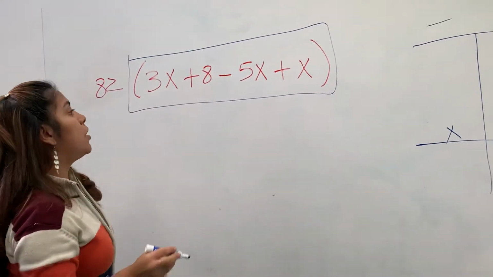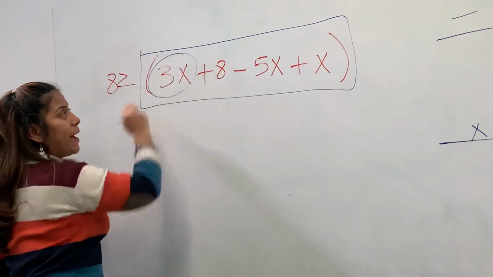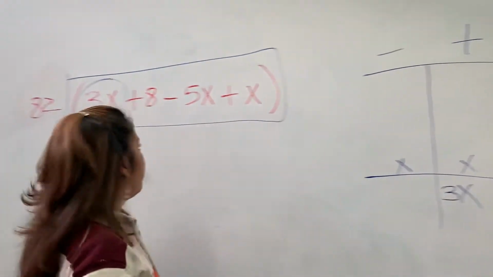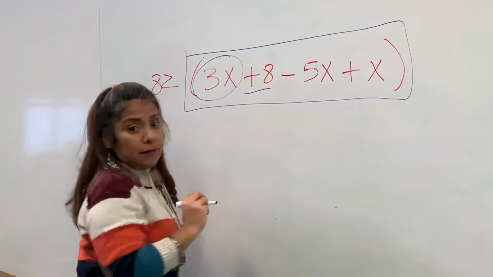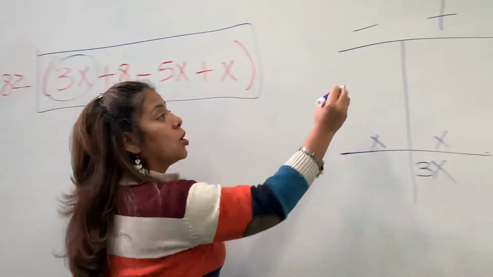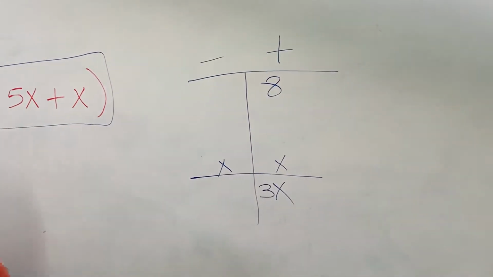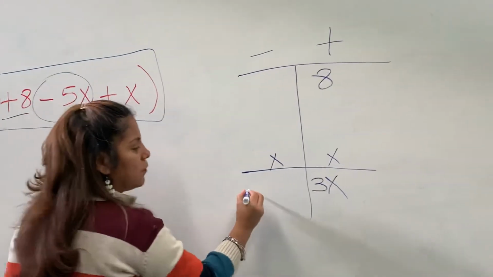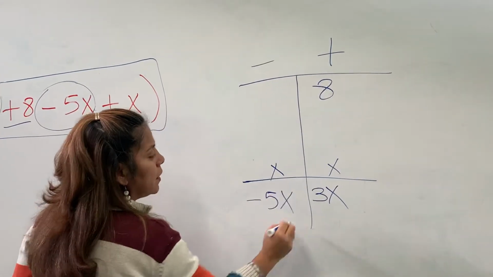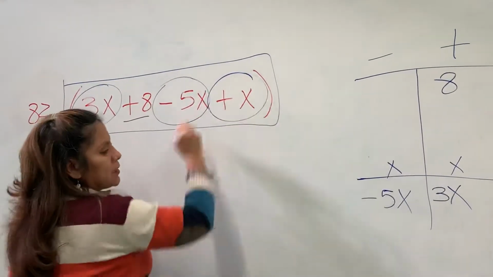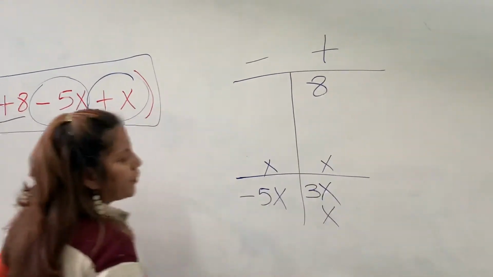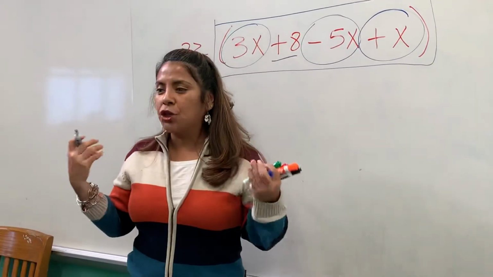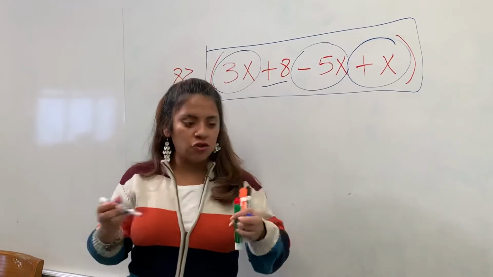So what I will do is the first one, which is my 3x, is a positive. My 3x will go under my positive, following by my positive 8. And my 8 will go on my positive. Then again, my negative 5x goes under my negative, following by x, and that will go right here. So I'm just doing my inside parentheses, putting all my like terms together, adding them up or subtracting them.